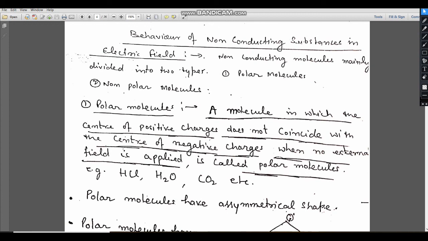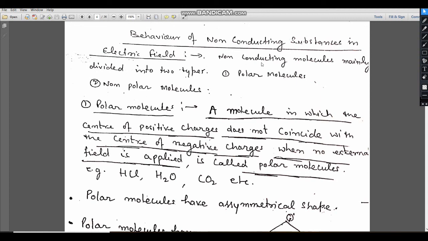Yes, in the first video I discussed the behavior of conducting material in an electric field. Now we will discuss the behavior of non-conducting material in an electric field. These notes are very useful and sufficient. Just write all of this in your notebook, and you will have complete notes. So, the behavior of non-conducting material in an electric field.